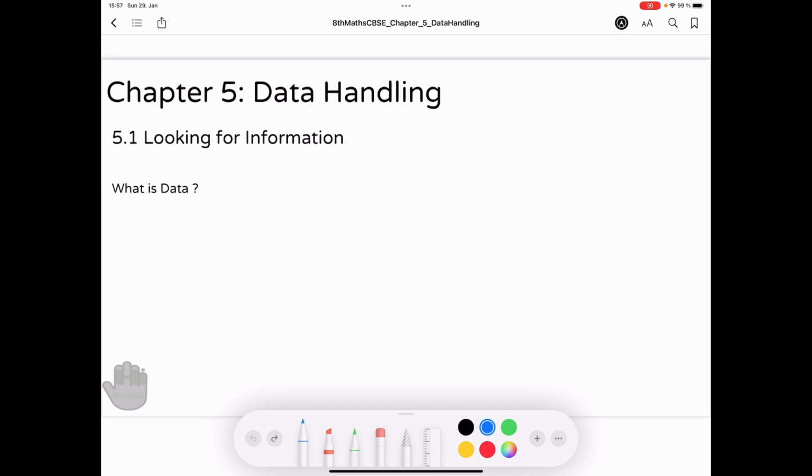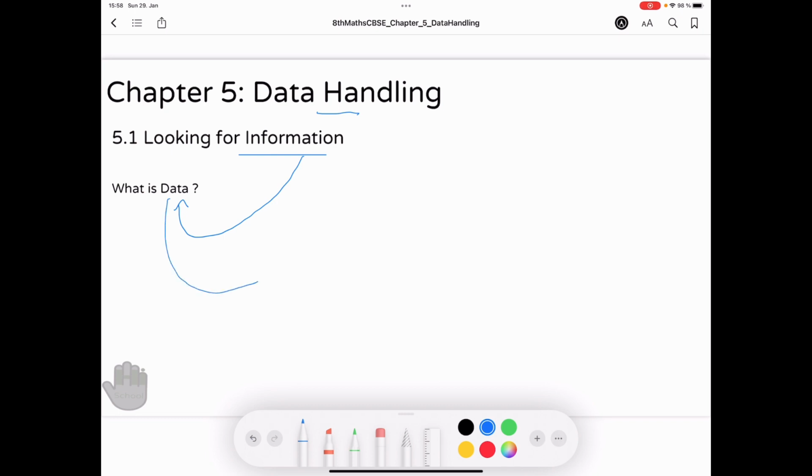In this video we are going to look at chapter 5, Data Handling of 8th class CBSE Mathematics. The first section is 5.1, Looking for Information. So where are we going to look for the information? We are going to look for the information in a given data.